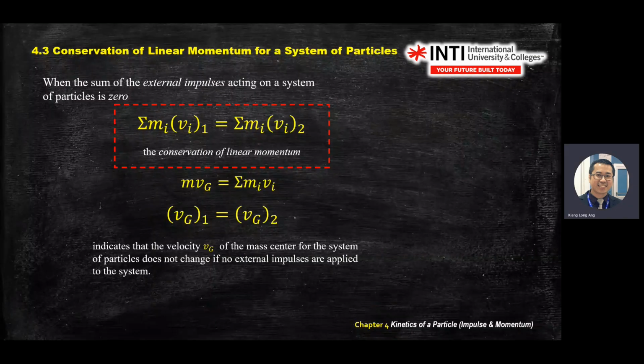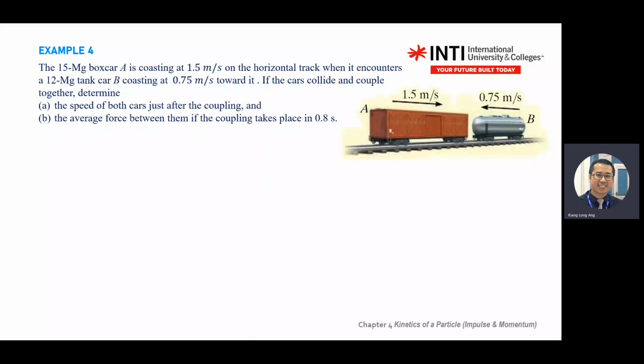So we'll look into this one when it comes to rigid body. So look at example 4. Individual means inside the system there are lots of particles there. You sum them together.